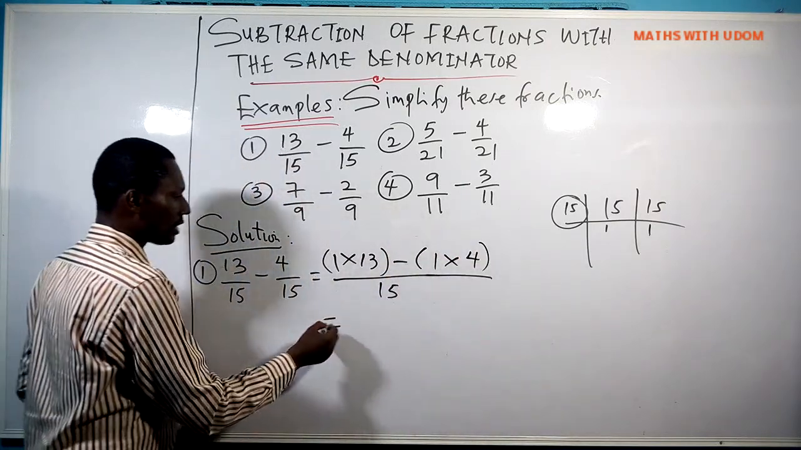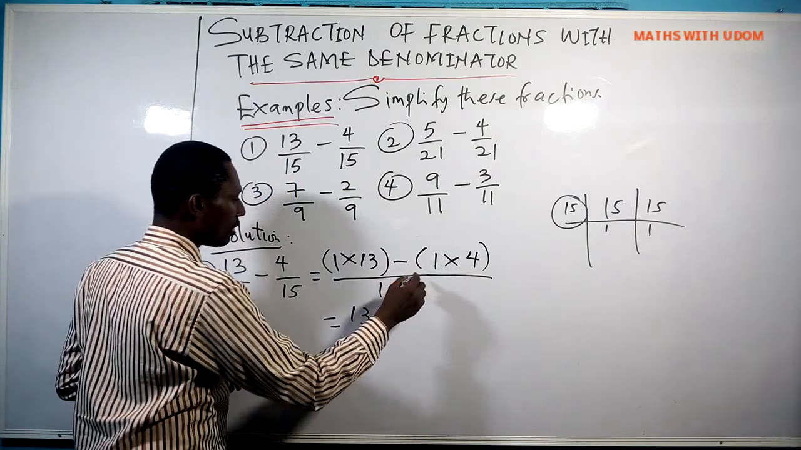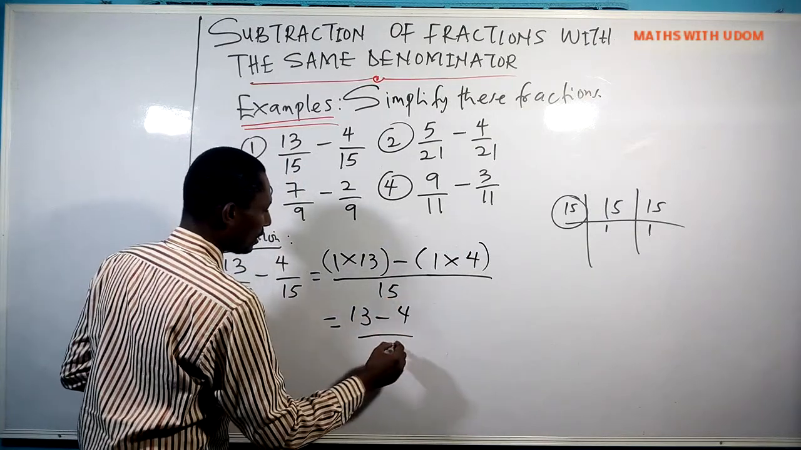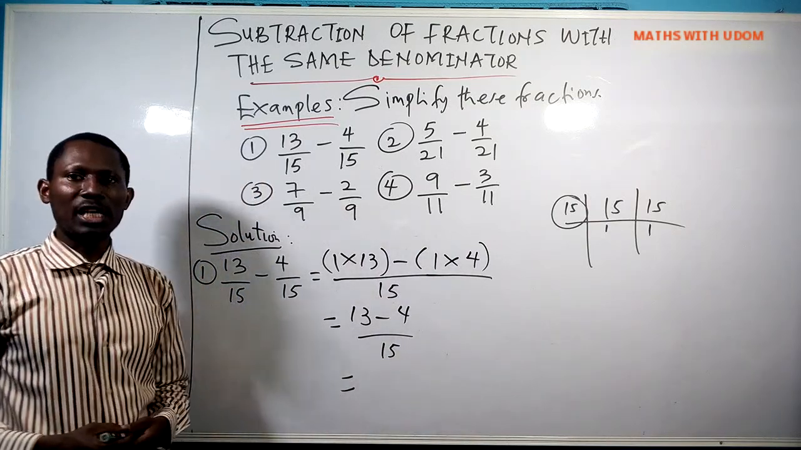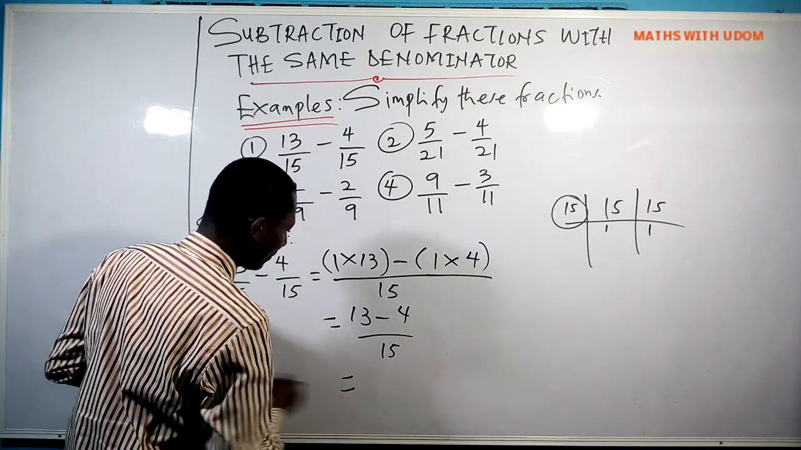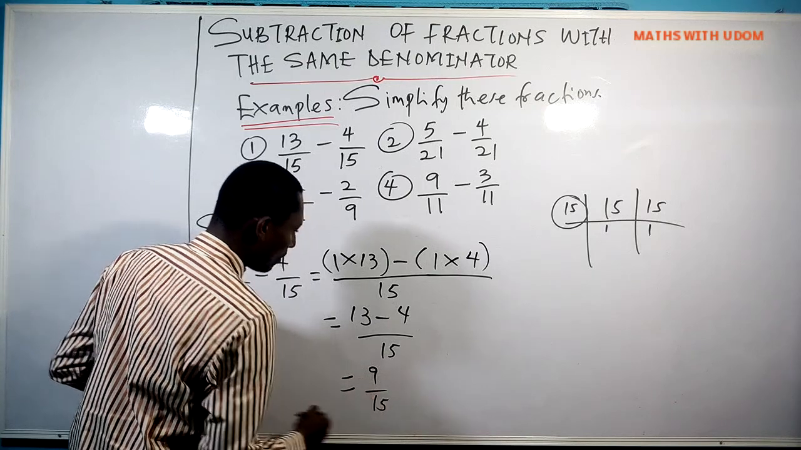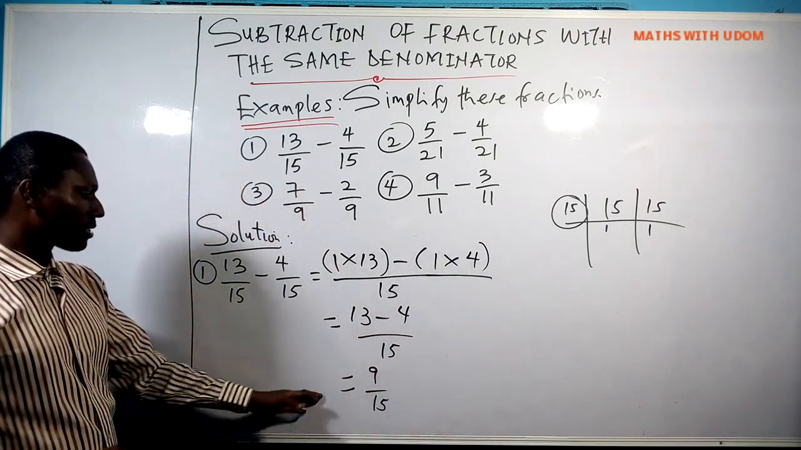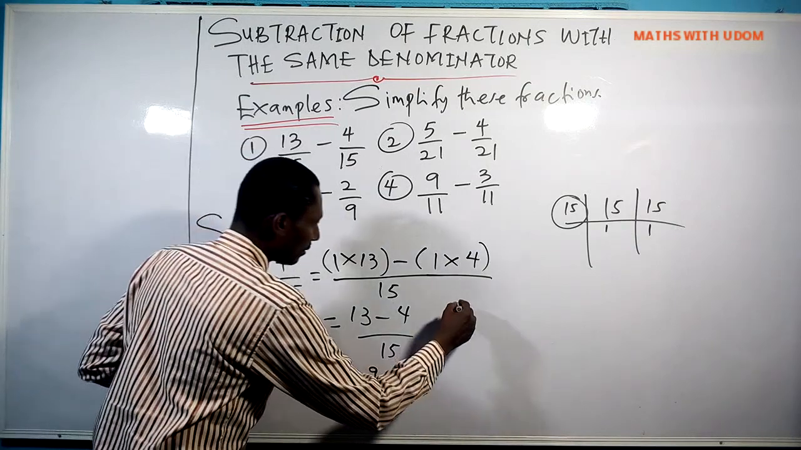Okay, let's continue. So 1 times 13 is 13, minus 1 times 4 is 4, over 15. From there, 13 take away 4, we get 9. So we have 9 over 15. We cannot leave the answer this way because it can still be simplified. So we move a step further.